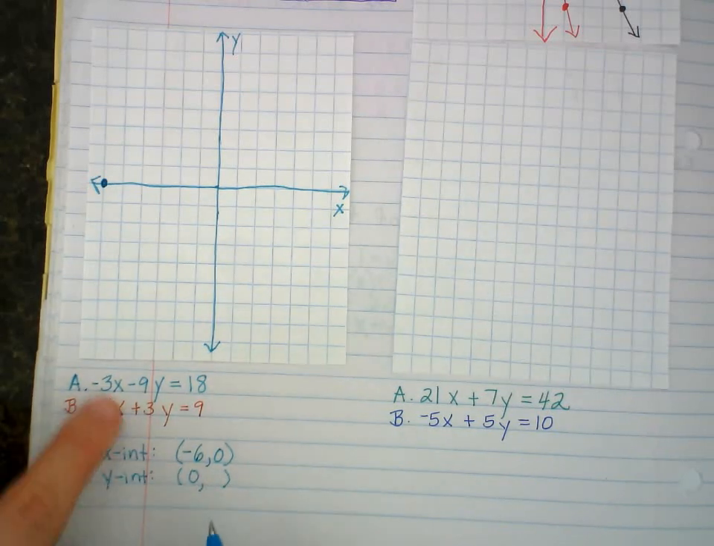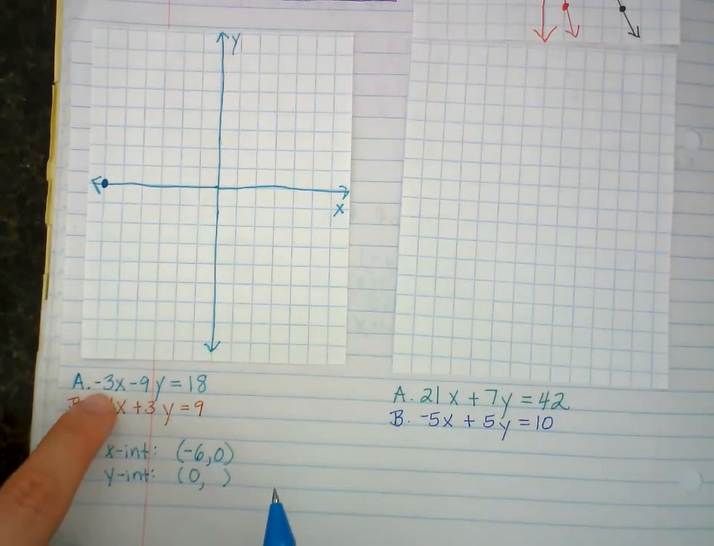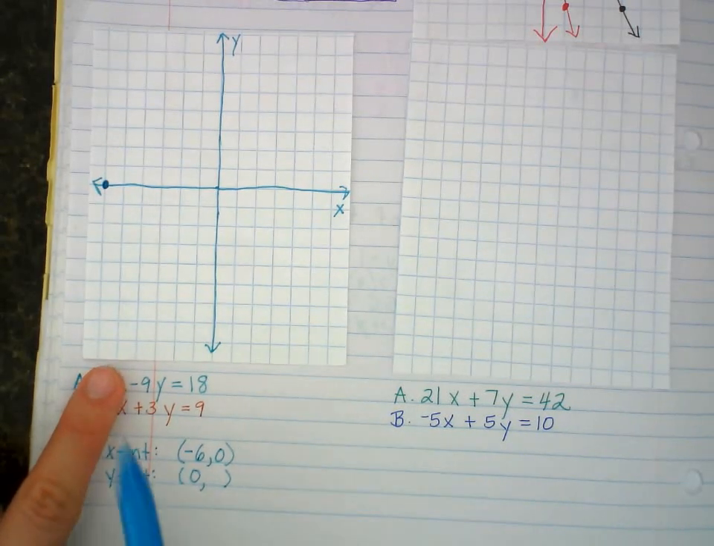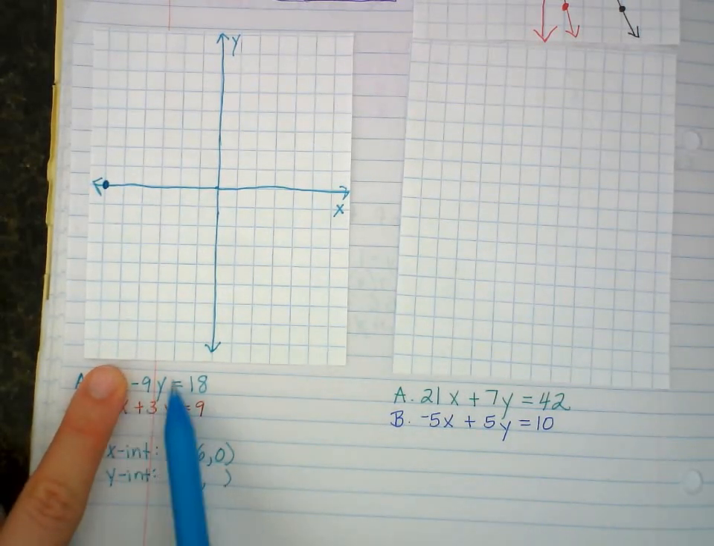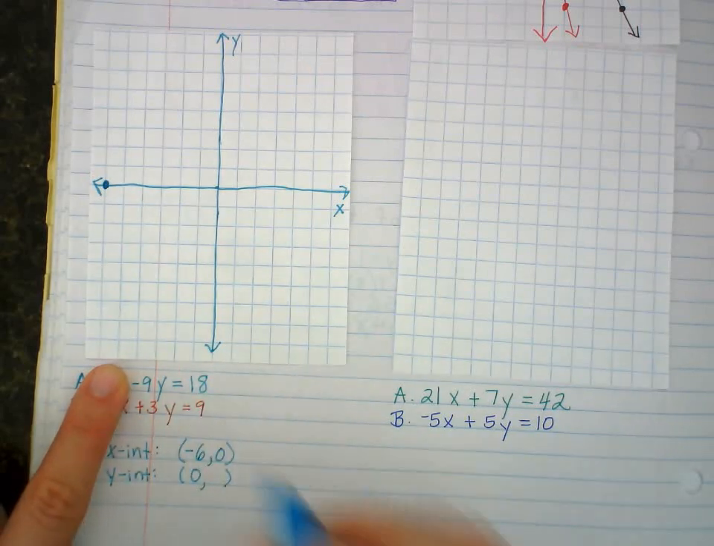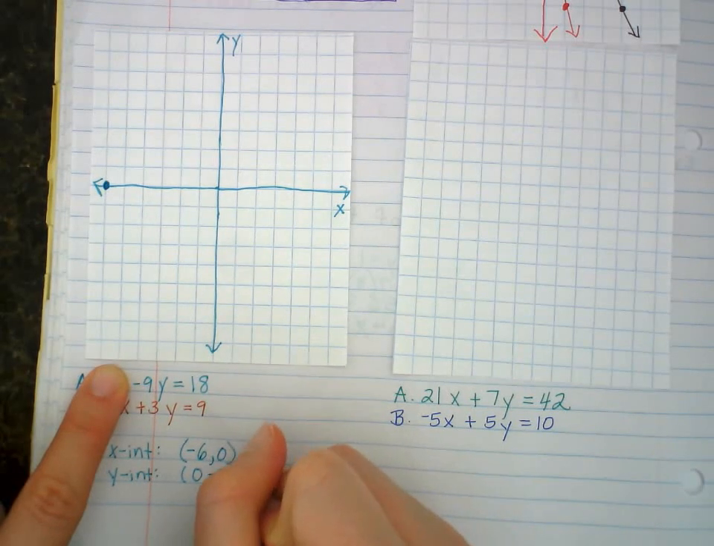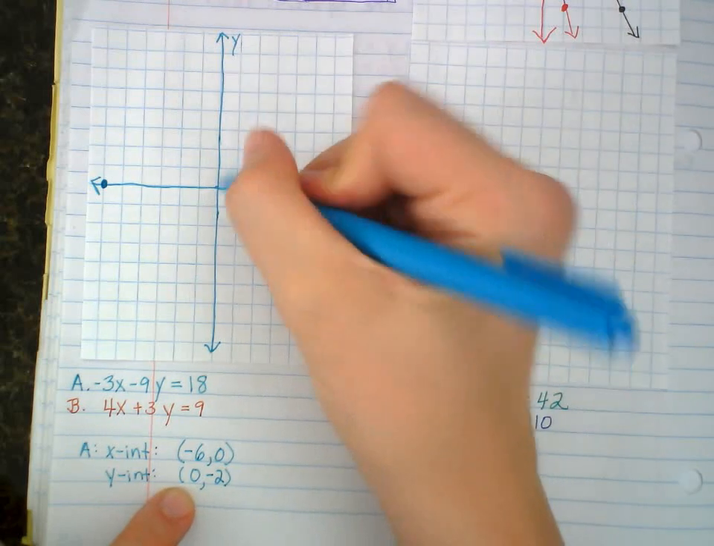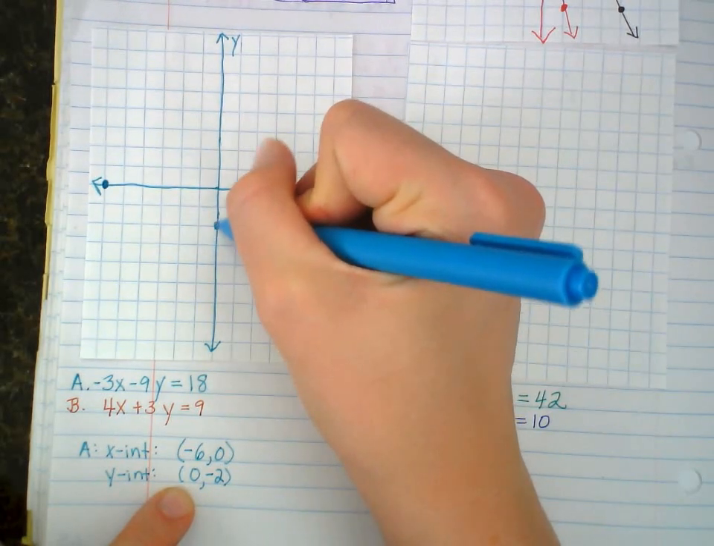Y-intercept. Y-intercept is when x is 0. Negative 3 times 0 is 0. It goes away. So for the y-intercept, you cover up the x. Negative 9 times what number equals 18? Well, we know 9 times 2 is 18, but it's negative and positive. So negative 9 times what equals 18? Negative 2. Y-intercept, y-axis, negative 2.